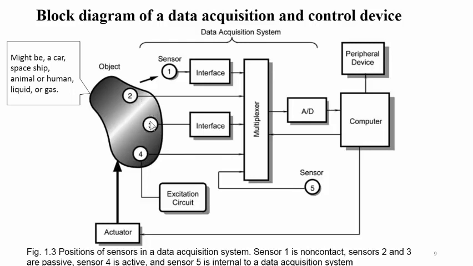On this particular object we can see numbers 2, 3, 4. These are contact based sensors, which are responsible to give the signal to the multiplexer. And number 1 sensor is the non-contact based sensor. Okay, so this is the non-contact based sensor, that's why it is not shown on the object.